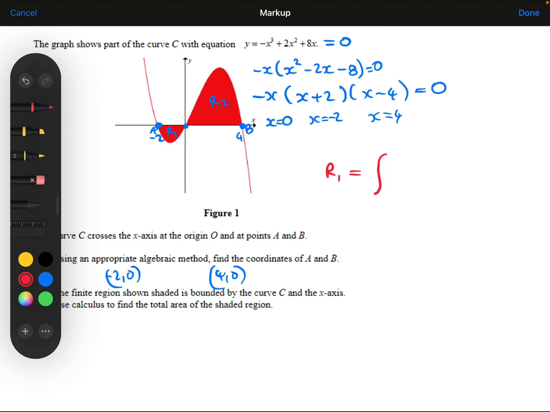That's going to be the integral, the lower limit is minus 2, the upper limit is 0, and the integral that we're doing is minus x cubed plus 2x squared plus 8x with respect to x. Integrating each of these, the minus x cubed will integrate to be minus x to the power 4 divided by 4. The 2x squared is going to integrate to be 2/3 x cubed. And the 8x is going to integrate to be 4x squared.